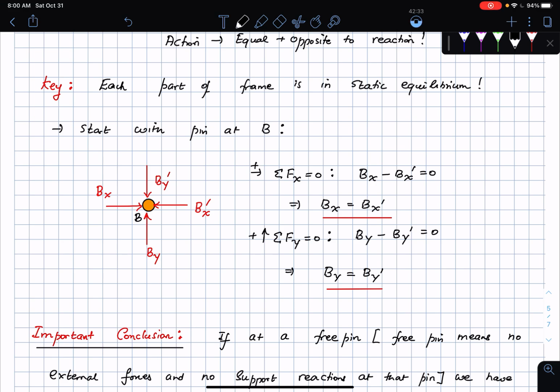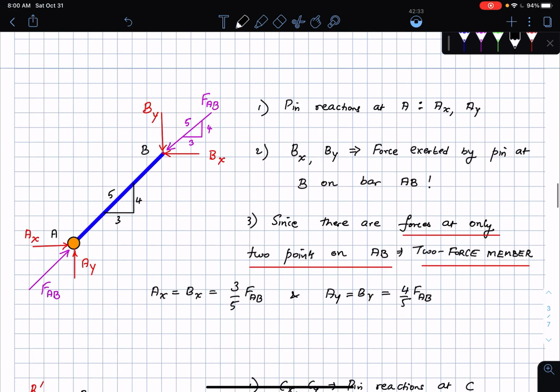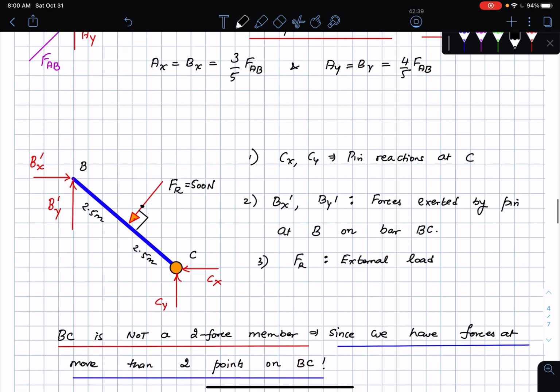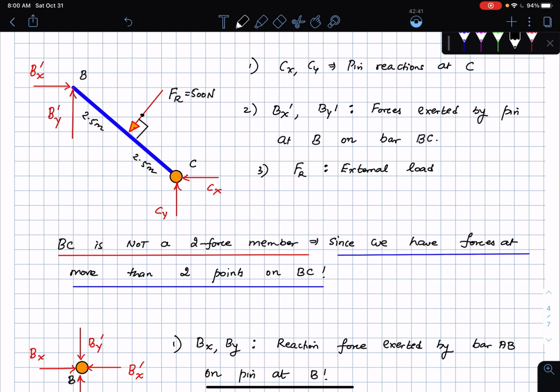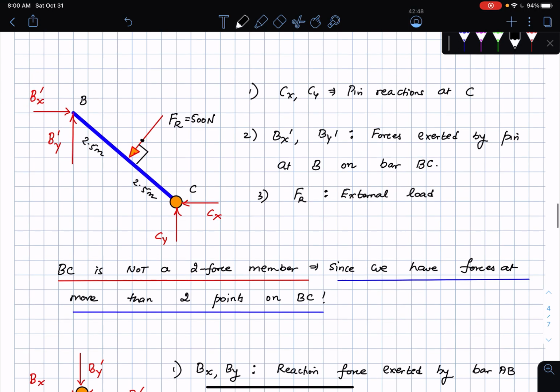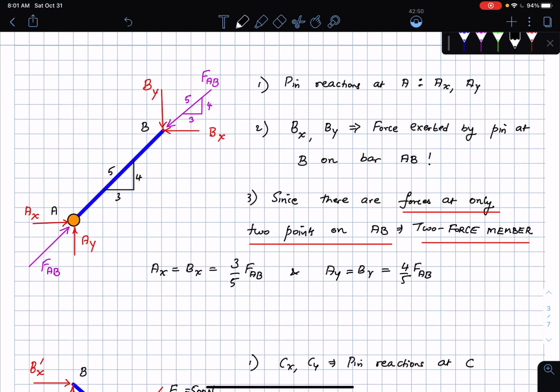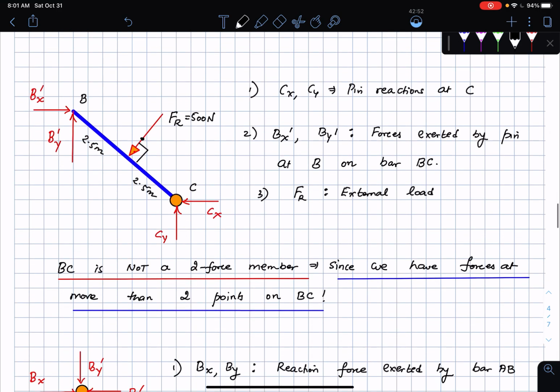We looked at each of these bars. We looked at the bar AB. There are only two forces on it, so this is a two-force member. Bar BC has forces at more than two points, so that's not a two-force member as such. It's a three-force member actually. Forces at only two points means a two-force member; forces at more than two points, not a two-force member. So this is the frame.